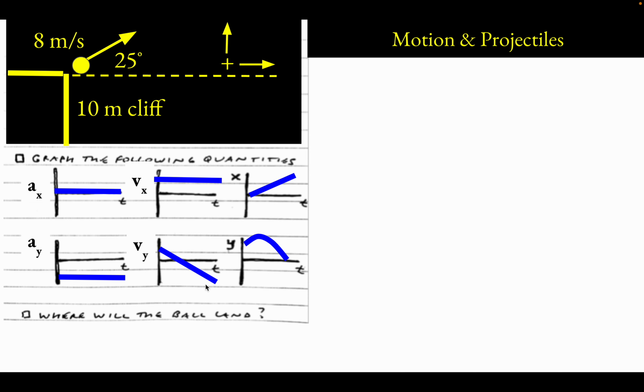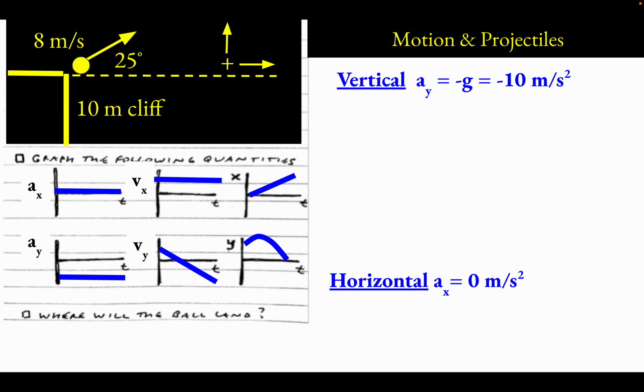Then we're asked where the ball is going to land. Well, the key here is you separate the vertical and horizontal motion. So vertically, we have a constant acceleration, so we're able to use kinematics. Horizontally, we also have a constant acceleration, just happens to be zero, so we can also use kinematics. The key is to keep them separate.